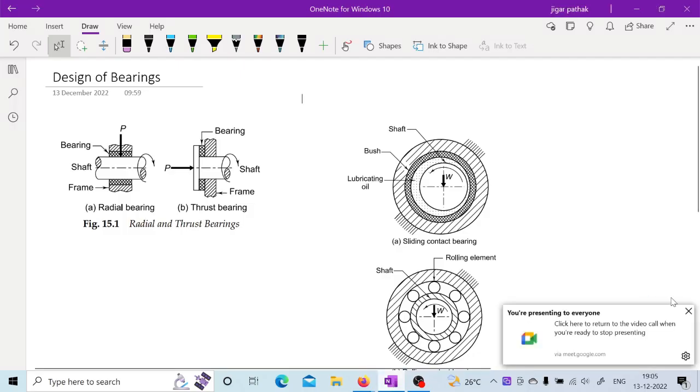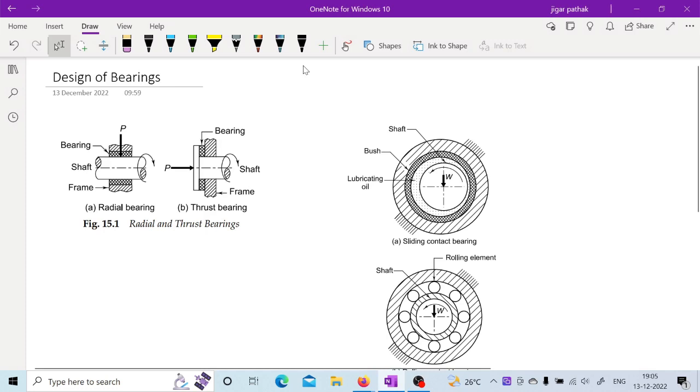Yeah, so today we will see the design of bearings. Before going into the design equations, we should first have an idea of what a bearing is. A bearing is a component which permits relative motion between two parts without much friction between them. Generally it is used between a shaft and the housing of the shaft.